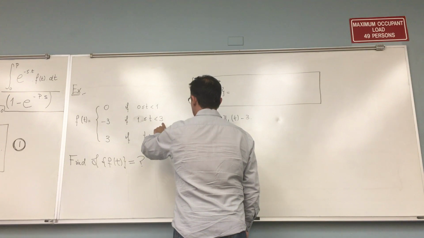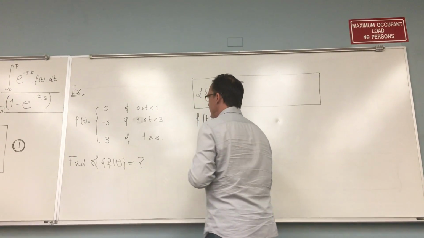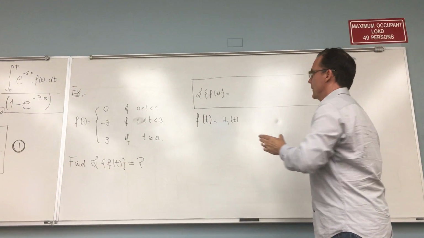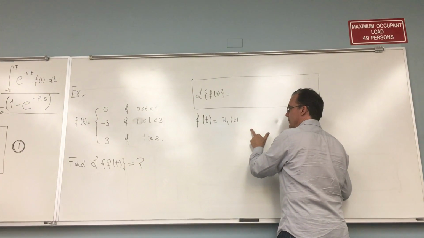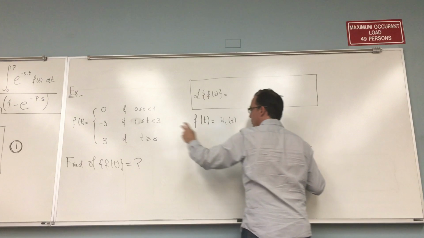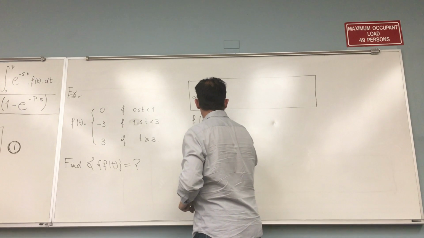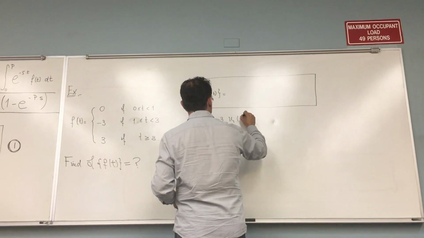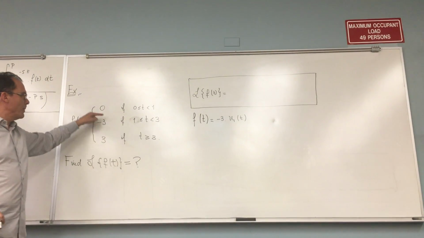So what do you do? Now, look. u1 is 0 at the beginning, and then 1. But I don't want it to be 1 after 1. I want it to be minus 3. So why don't we put the minus 3 multiplying the u1, right? Because that is going to match.